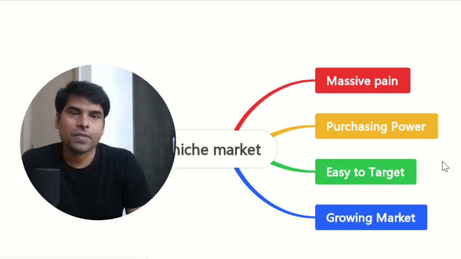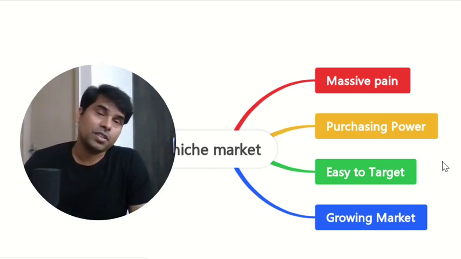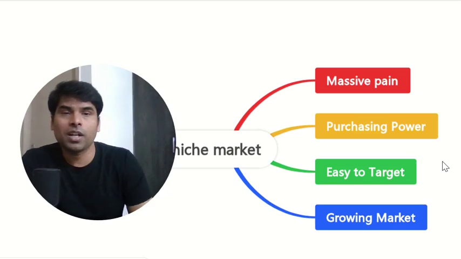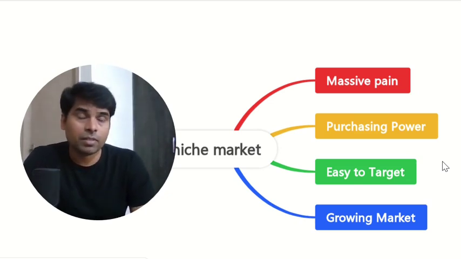This is number 3. And number 4 is the growing market. The market where you are going to enter, or the product you want to sell, whether there is a demand for this product, whether this market is growing or not, right? That's what you want to figure out. So how to do that? You have to do a survey. The best part is that to figure out whether my market is a niche or not, you can do a survey.